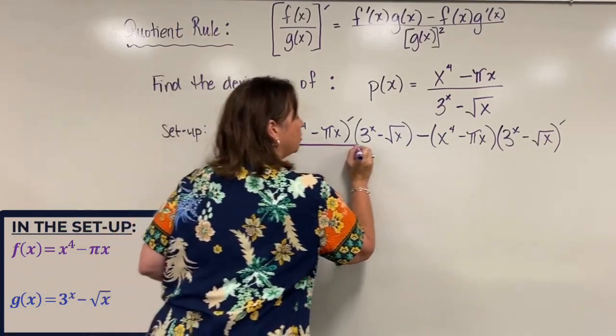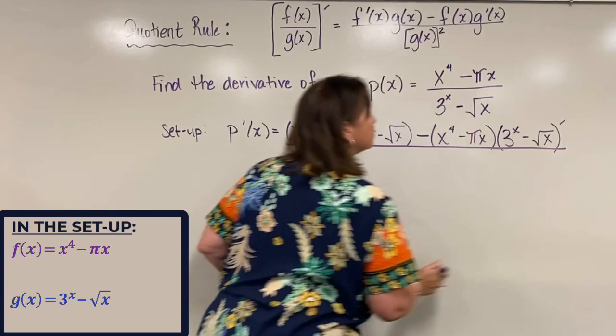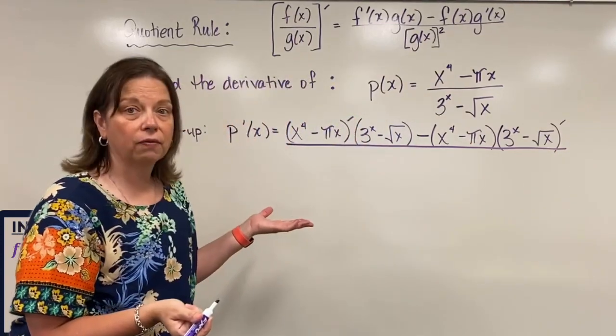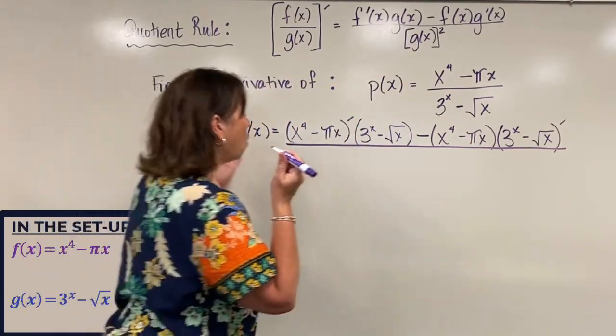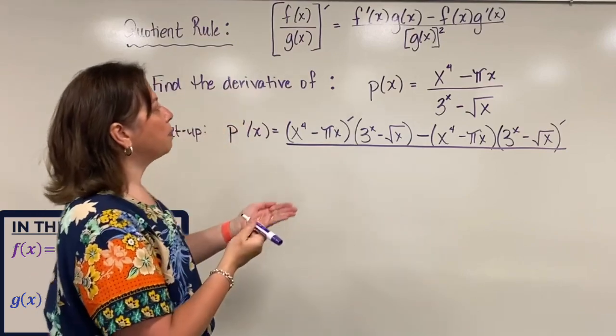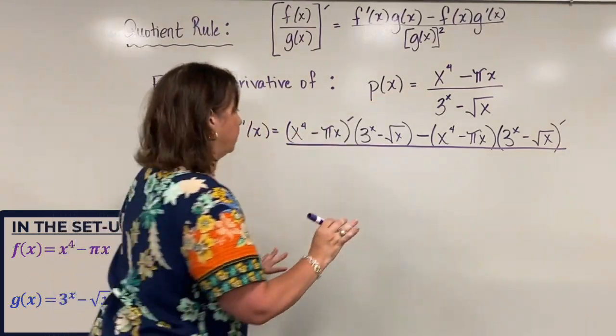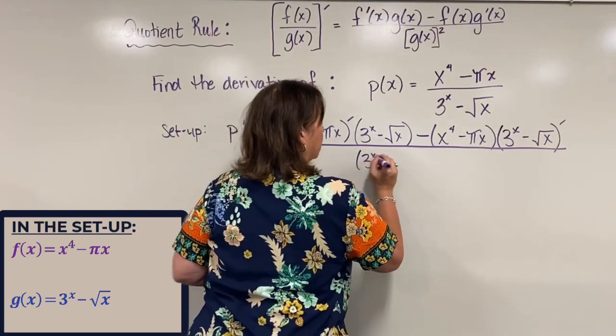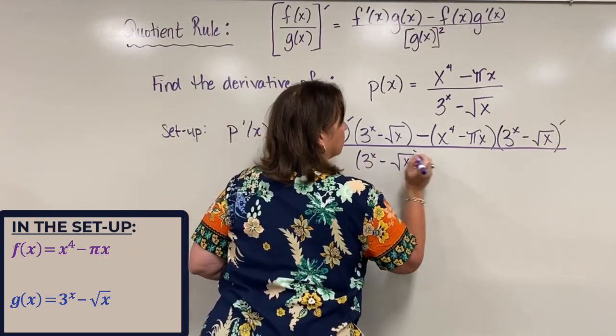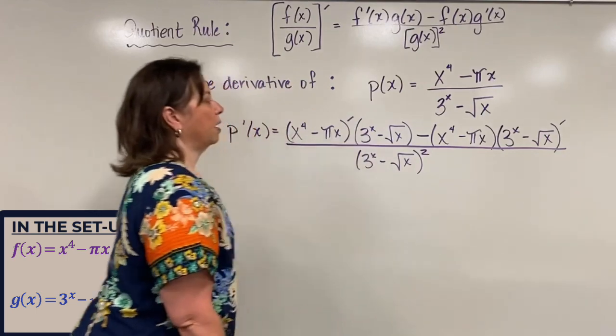But we still have this whole numerator, that's probably the longest division bar you've ever seen in your life, but this whole numerator gets divided by whatever you had in your denominator squared. No derivative there. So we have 3 to the x minus square root of x, squared.